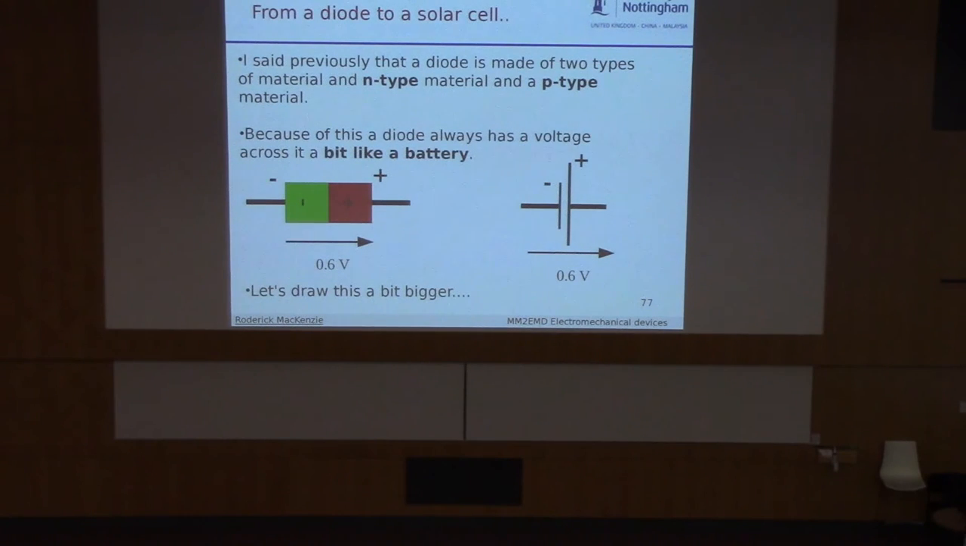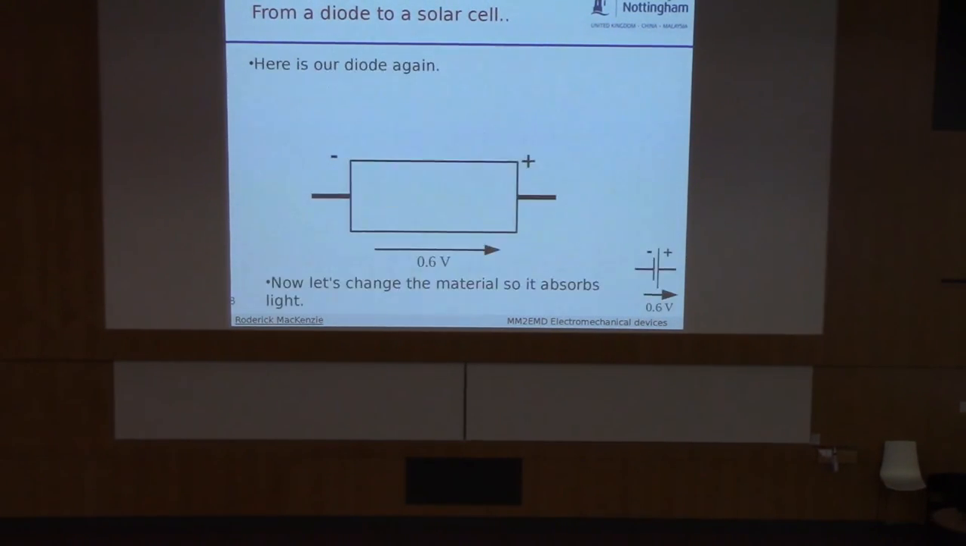Now then, coming back to this built-in voltage of our diode. We can think of our diode effectively like a little battery with a tiny little built-in voltage of about 0.6 volts. So let's draw this a bit bigger. Here's our diode, a bit bigger, and it's got this built-in magic voltage of 0.6 volts. And here's a positive and negative terminal.